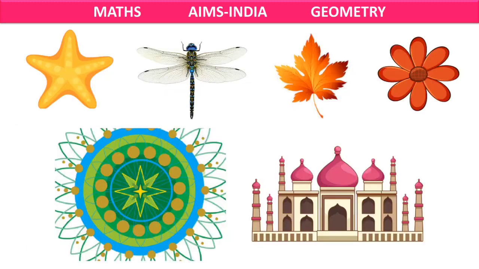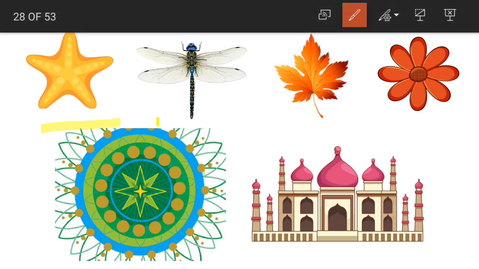Nature is symmetrical, children. If you observe this, what is this? This is a starfish, this is a dragonfly, this is a leaf, this is a flower, this is a design, this is a man-made building. Now coming to nature, the objects of nature, these four, if we observe, these objects are in symmetry.